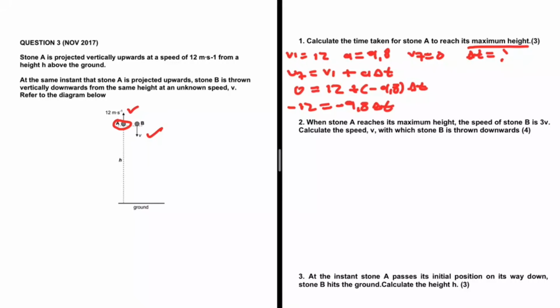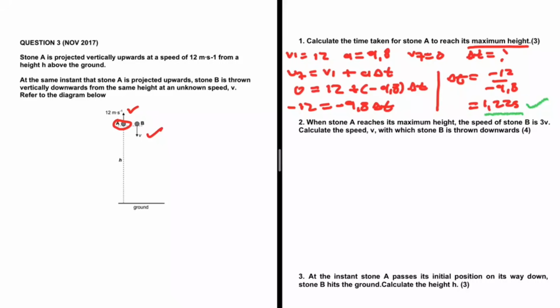It should be quite easy to see what we need to do at this point. We have to divide both sides by minus 9.8, okay? So we're going to have delta t being equal to minus 12 divided by minus 9.8. If you put that in your calculator, you're going to get 1.22 seconds. So it takes 1.22 seconds for stone A to reach its maximum height. That is quite basic. There's nothing special we're doing there. But take a look at the question that follows.